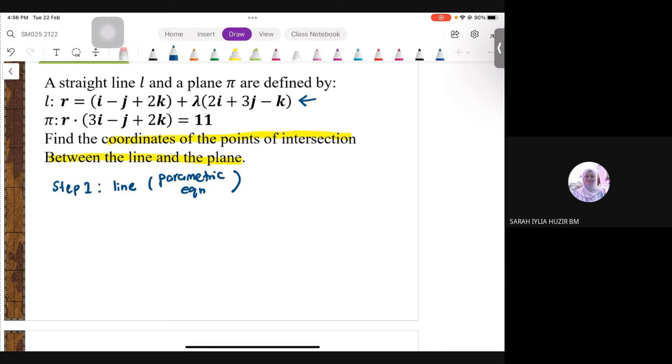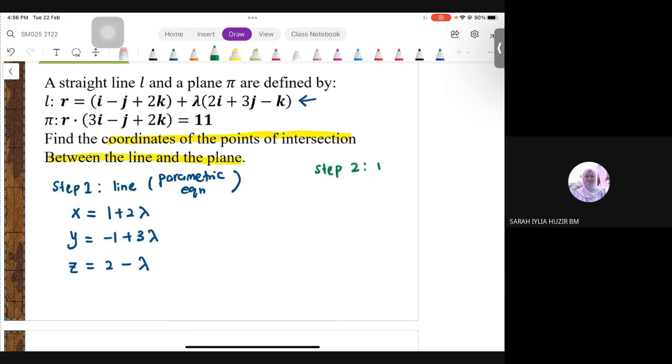Remember, for parametric, we have three main equations, which are x, y and z. For x, just choose the coefficient for i. So that's how we get 1 plus 2 lambda. And then for y, coefficient for j, so negative 1 plus 3 lambda. And last one for z, we have 2 minus lambda, coefficient for k. Alright, settle with the first step. Moving on, second step, step number 2.